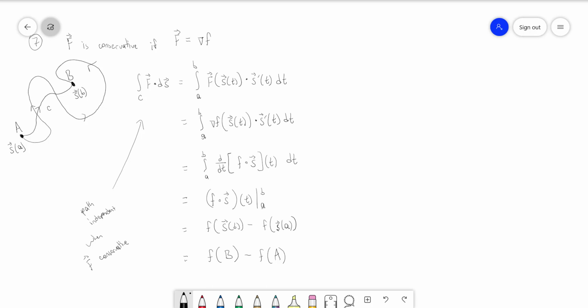And then a special case that's maybe worth noting is if you had a closed curve, so one that ends where it begins, then you see that f of b minus f of a would just be equal to 0 in that case. So when you have a conservative vector field, the line integral along any closed curve will always be equal to 0, okay? So that's maybe a special case also worth noting.